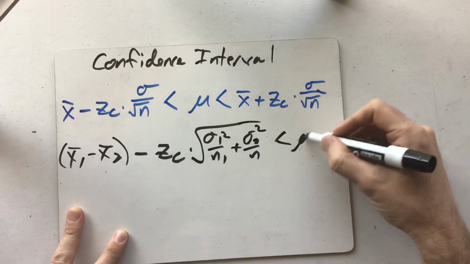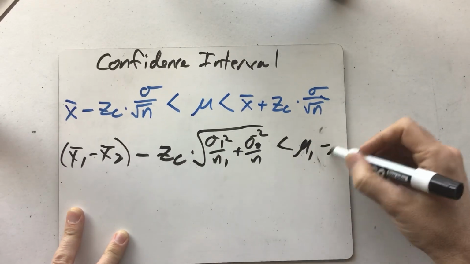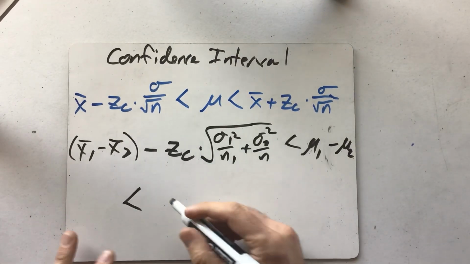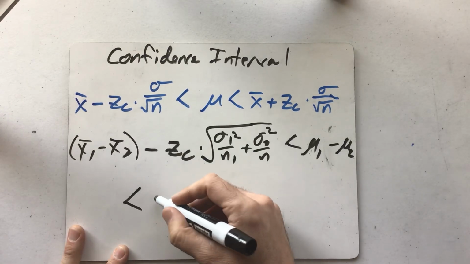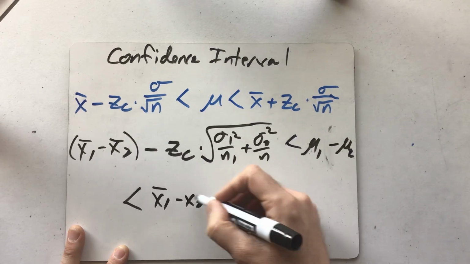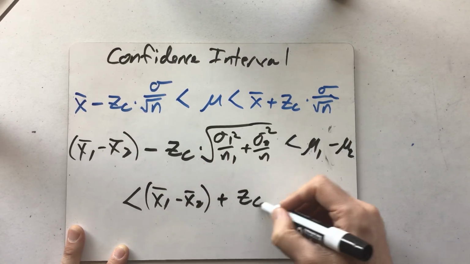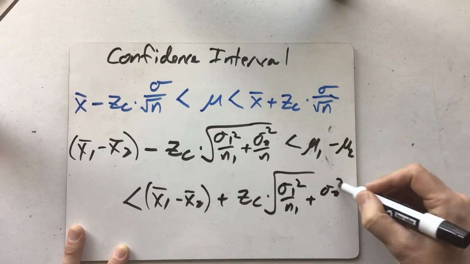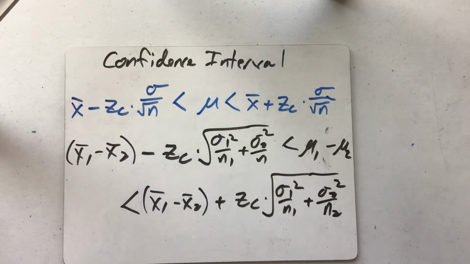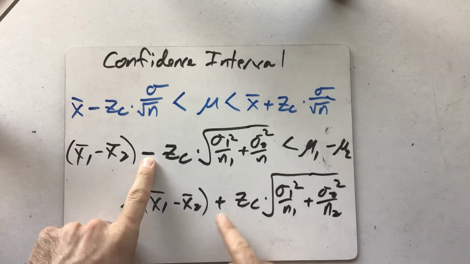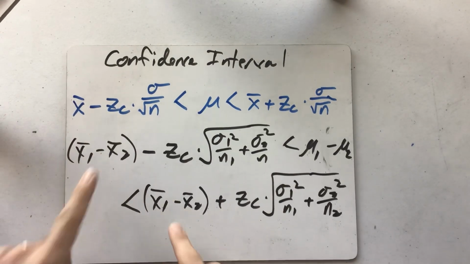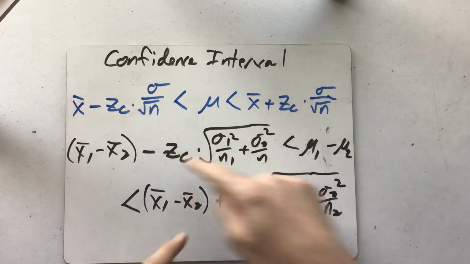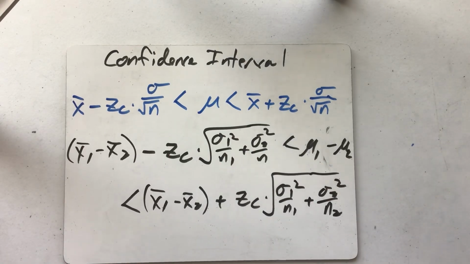And this is going to be less than mu1 minus mu2. Unfortunately, I ran out of space, so I'm going to have to write down a second layer here. And so it is less than x1 bar minus x2 bar plus ZC times the square root of sigma 1 squared over n1 plus sigma 2 squared over n2. One place that people often get confused is that we switch the minus to a plus, but this minus doesn't change, because this comes from your sample. This is where we add the error on and subtract the error off. So that's the difference there.